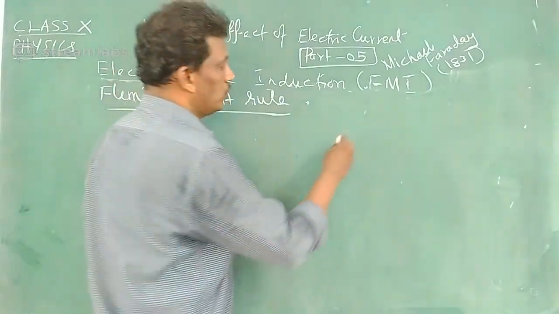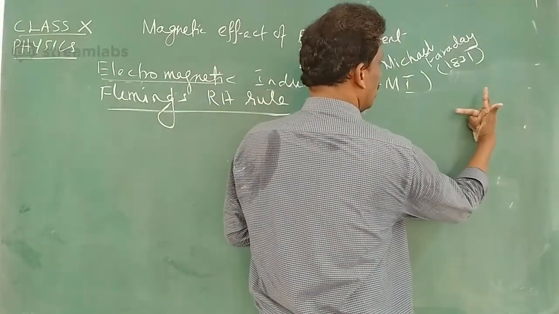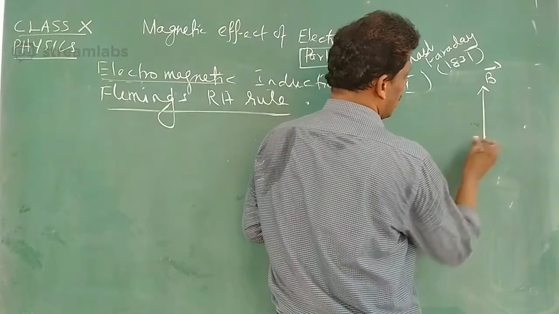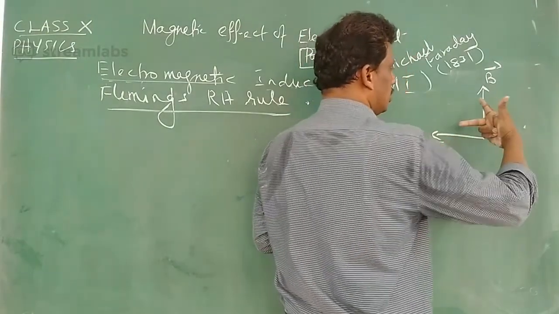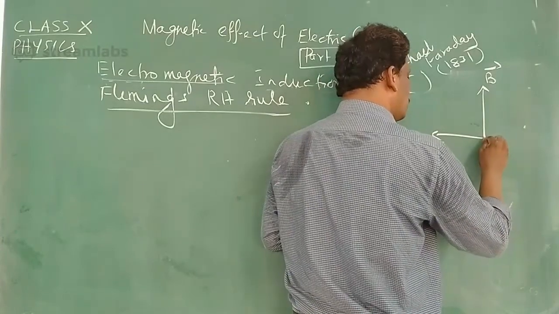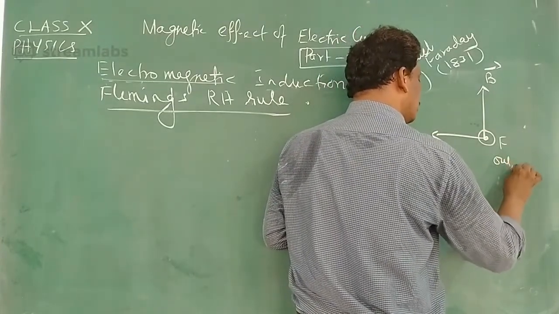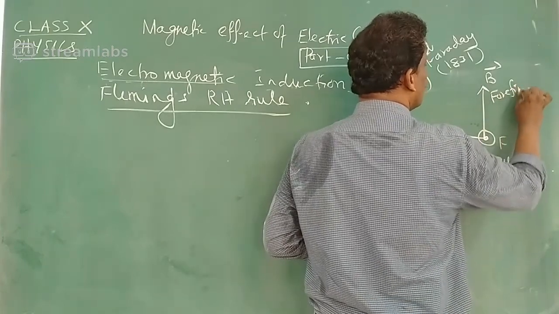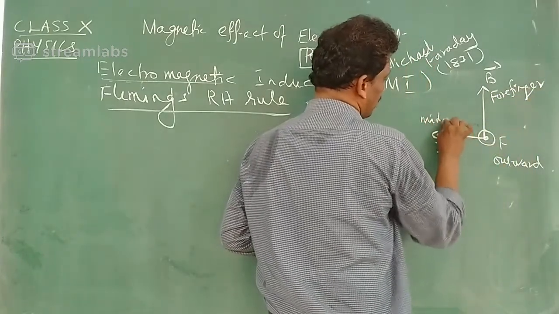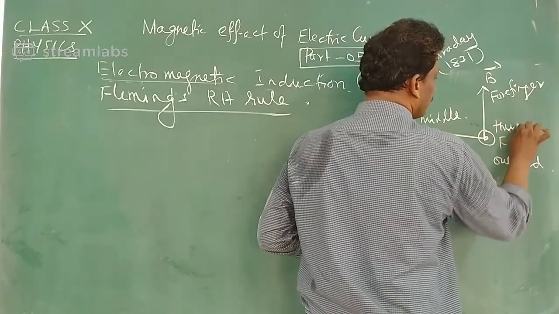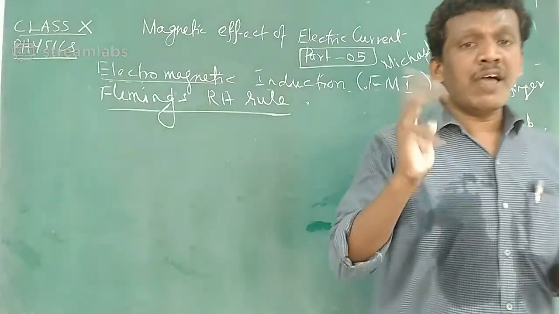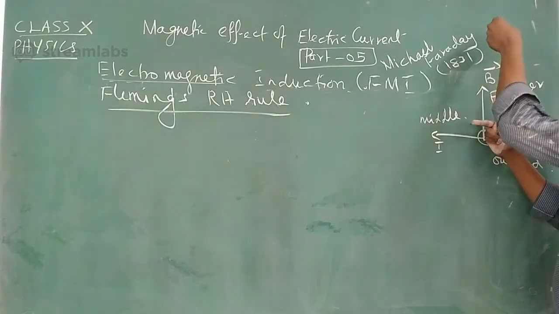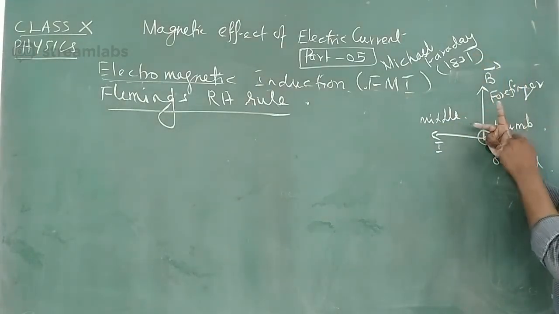So what you are going to do, suppose I am keeping it like this for your understanding: this one is magnetic field, here current, and here force, outward. I am putting a dot for this outward force, for your understanding. So this is the fourth finger, this is the middle finger, this is the thumb. Please, all of you use your right hand. Yes, this is the case. I think all are able to see. Magnetic field here, force here, current here.